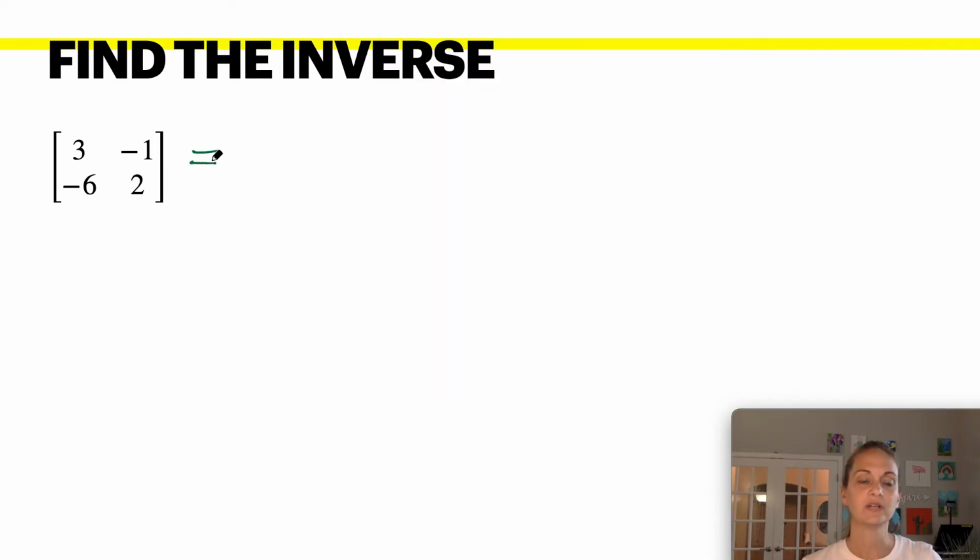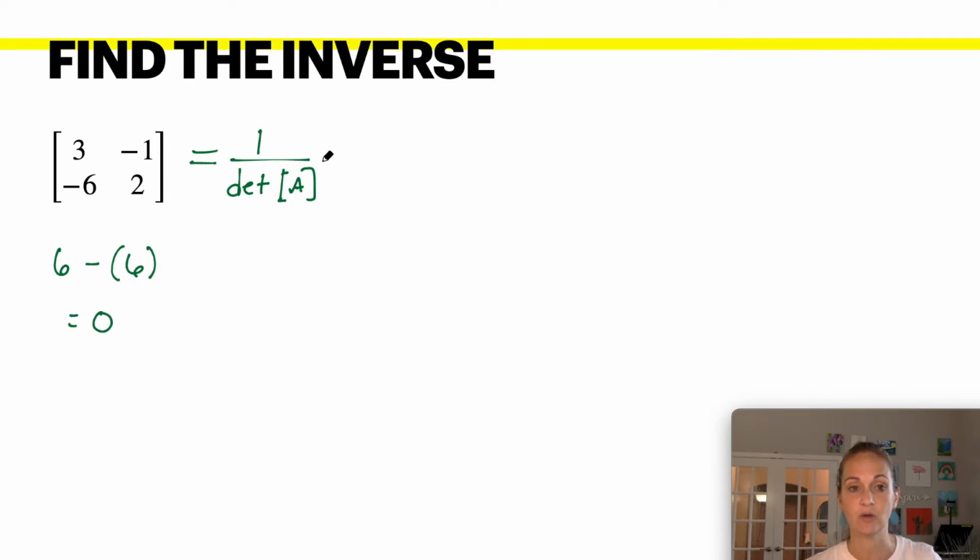In order to find the inverse of a matrix, part of the formula is you're going to divide 1 by the determinant of that matrix. However, here's what happens. If you were to take the determinant of this matrix, you're going to multiply the diagonals together. 3 times 2 is 6, and negative 6 times negative 1 is a positive 6. 6 minus 6 is 0.